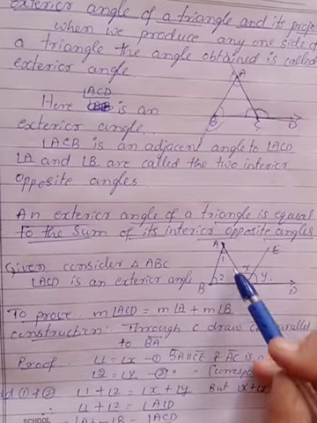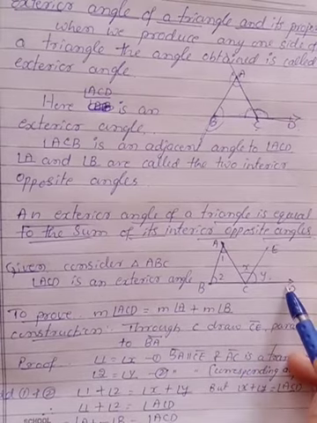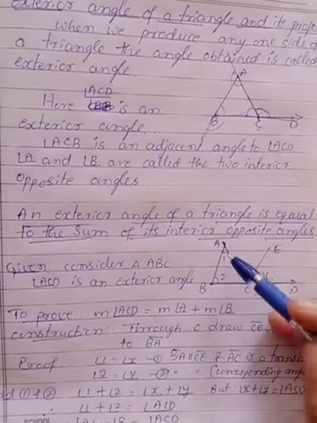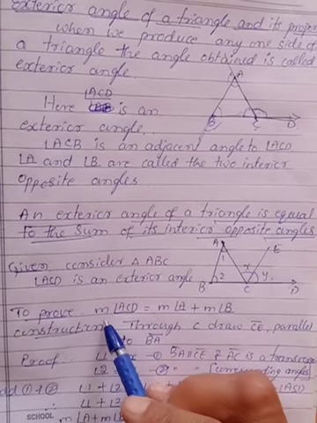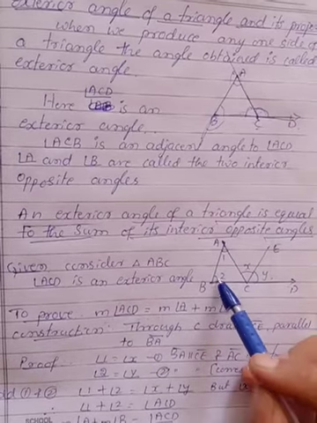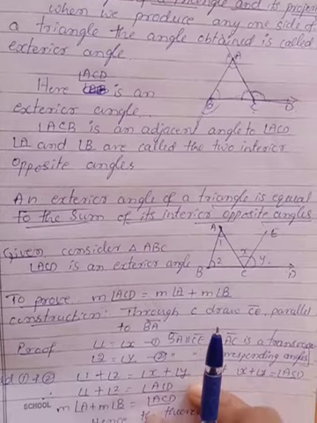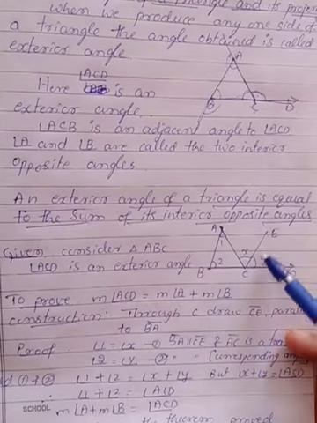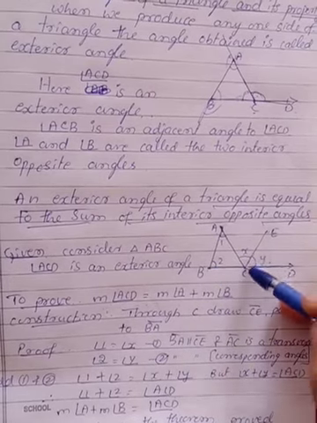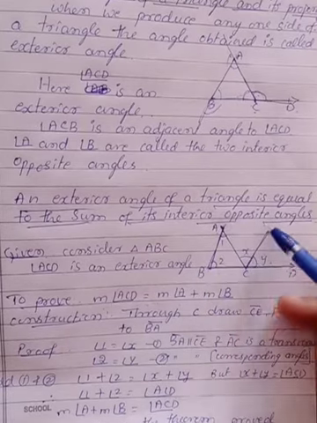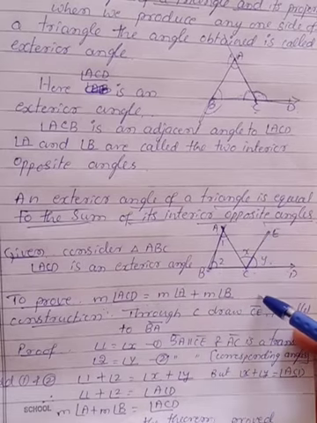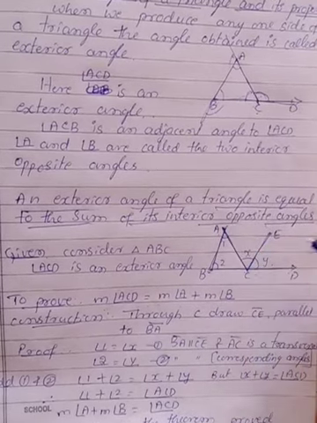Draw triangle ABC, extend BC to D. So ACD is an exterior angle for this. Now what we have to prove? Here M says measure. Measure of angle ACD is equal to measure of angle A plus measure of angle B. Okay. So construction: through point C draw a line parallel to BA. This line and this line are parallel lines and we will consider AC as a transversal.